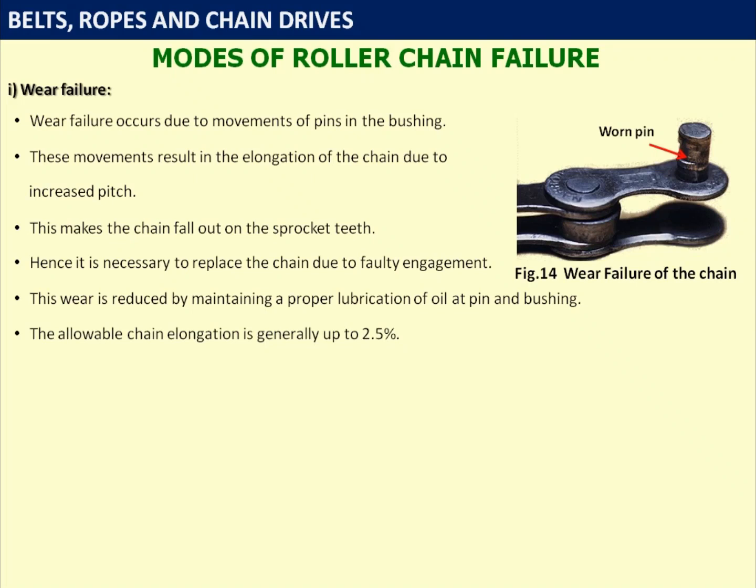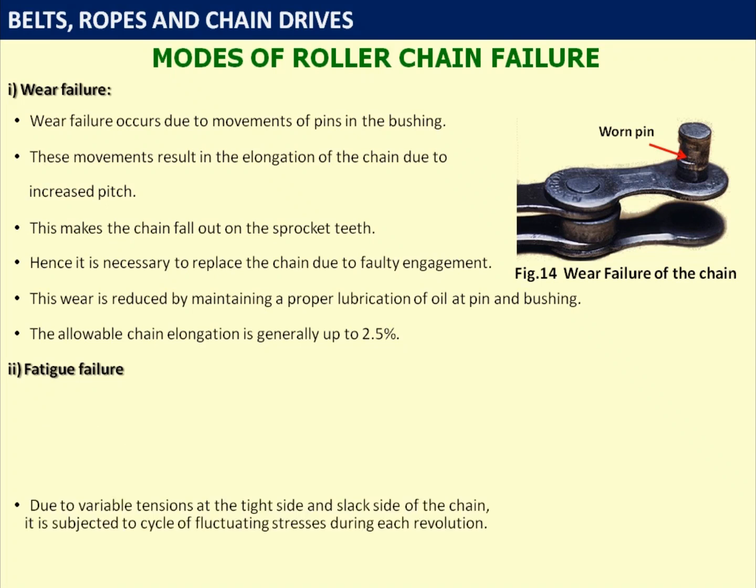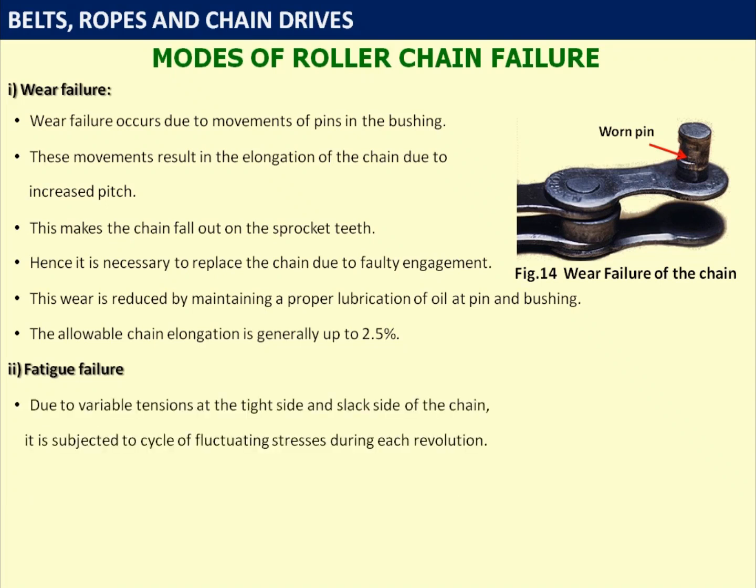This figure shows the wear failure of the chain. We can see the worn pin in this figure clearly shown by the red arrow. Second, fatigue failure. Fatigue is nothing but because of the cyclic loading. Due to variable tension at the tight side and the slack side of the chain, it is subjected to cycles of fluctuating stresses during each revolution.